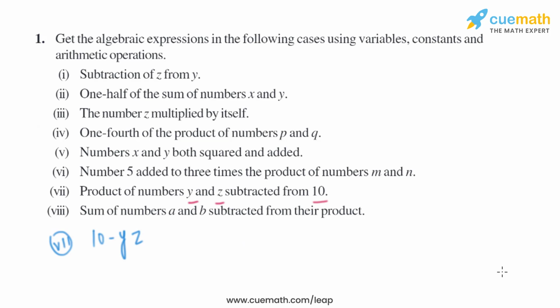Now let's move on to the eighth part. It is given the sum of numbers a and b subtracted from their product. So the sum of numbers a and b can be written as a plus b, and their product can be written as ab. So we are subtracting the sum of a and b from their product. So it can be written as ab minus bracket a plus b.